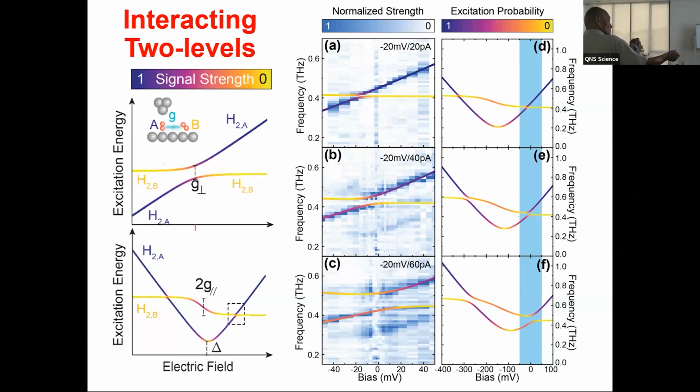If the interaction is small, you see that the solid curves are the modeling and the blue parts are the data. If you go closer, you can see that this gap broadens, and if you go even closer, you see that the gap is bigger. So you can model this with a G coupling between the two, separated into something called G1 or G2, or G perpendicular, G parallel.